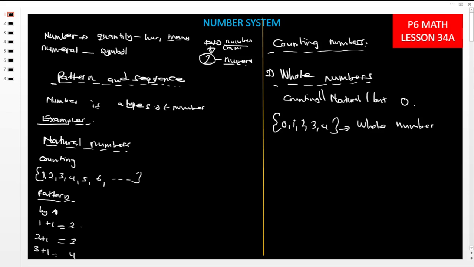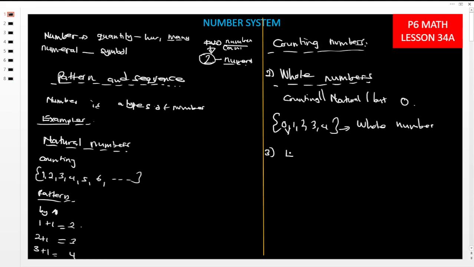Their pattern is also 1. They increase by 1. So you add 1 to 0, you get 1, 1 to 1 to get 2, 1 to 2 to get 3, 1 to 3 to get 4, 1 to 4 to get 5, 1 to 5 to get 6. Those ones are what we call the whole numbers. But the difference between whole numbers and counting numbers, or natural numbers, is that whole numbers start from 0.